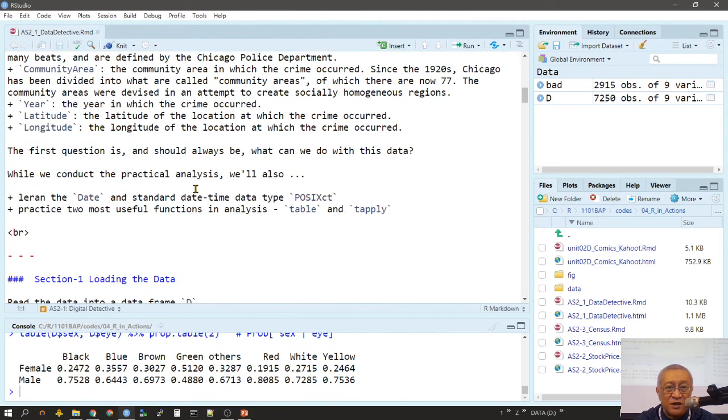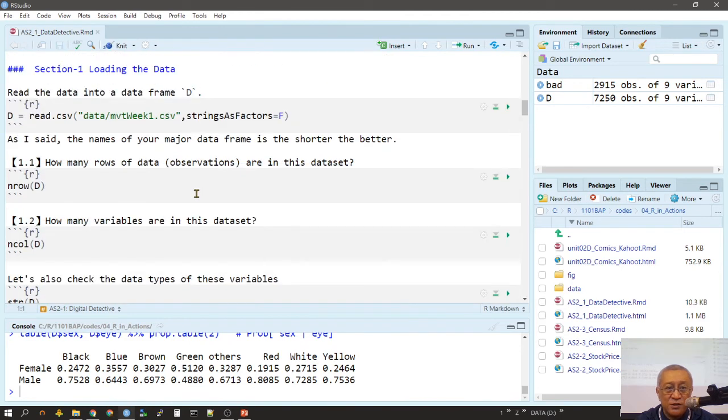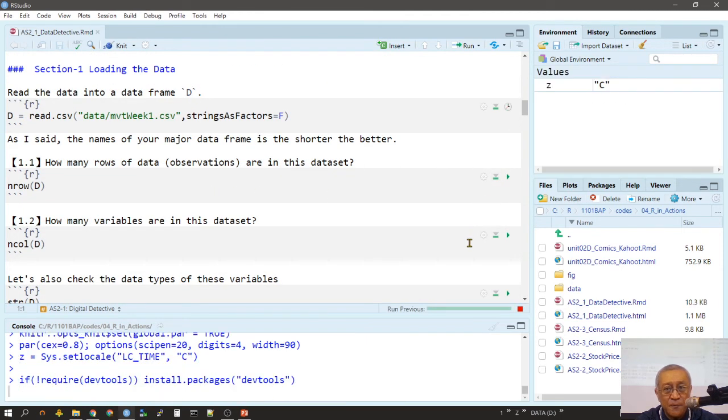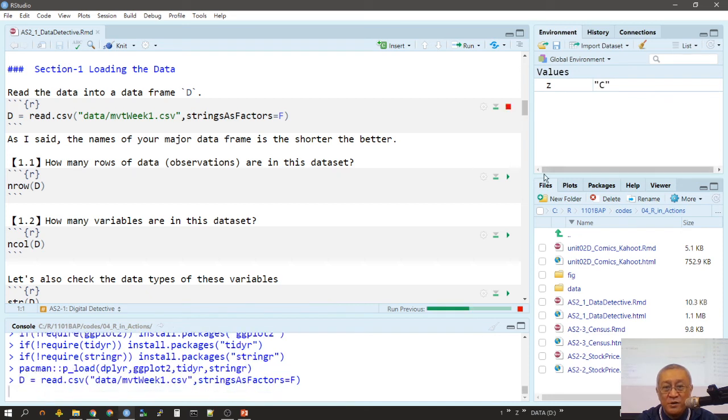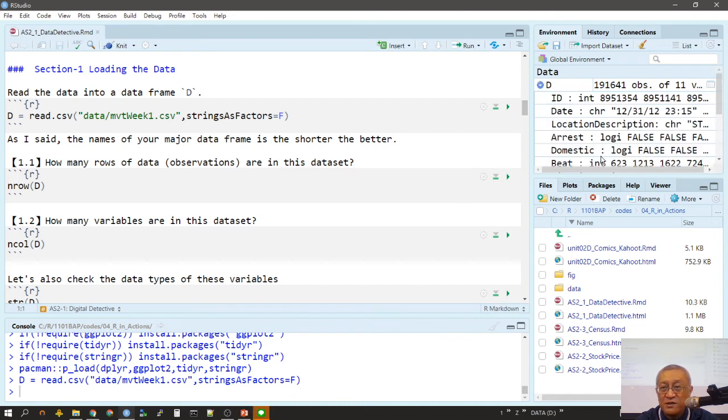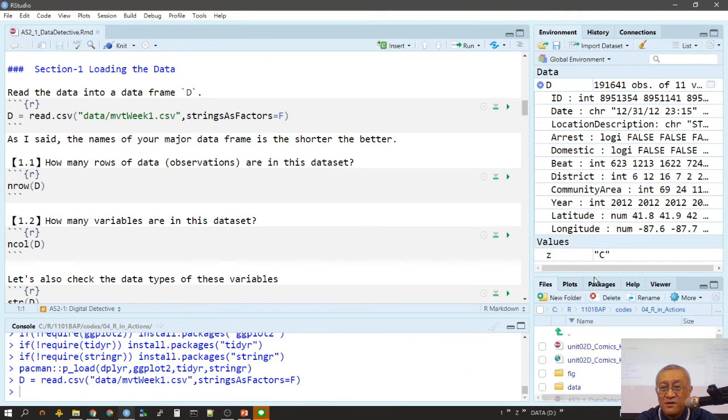If you were in RStudio, after you run to this point, yeah, you can actually see this, right? You can actually see the structure of this data frame here.